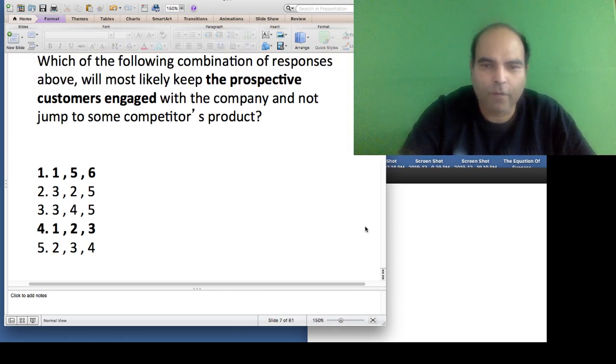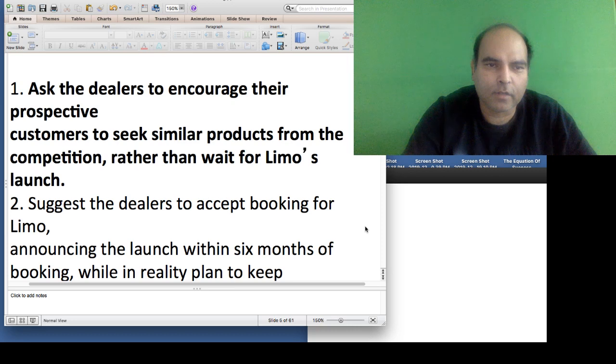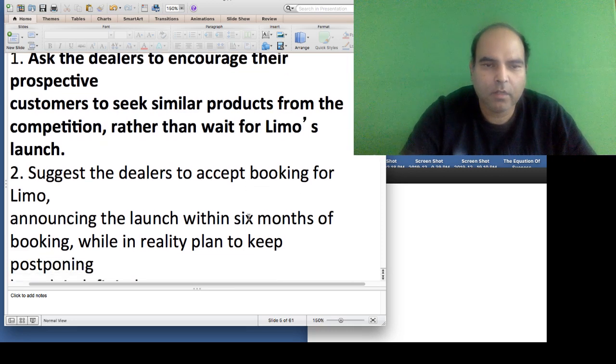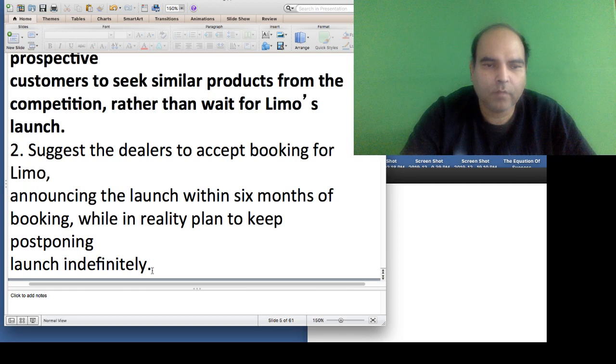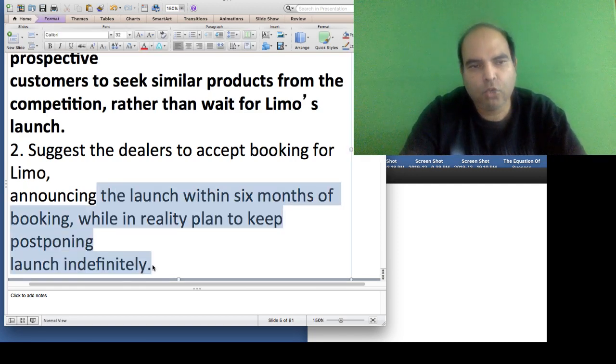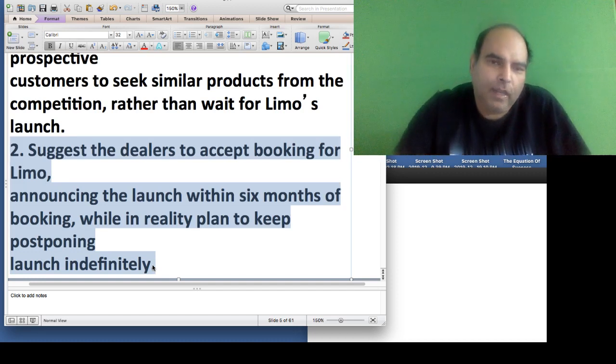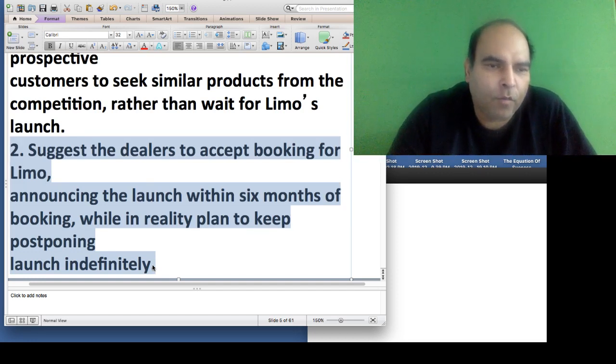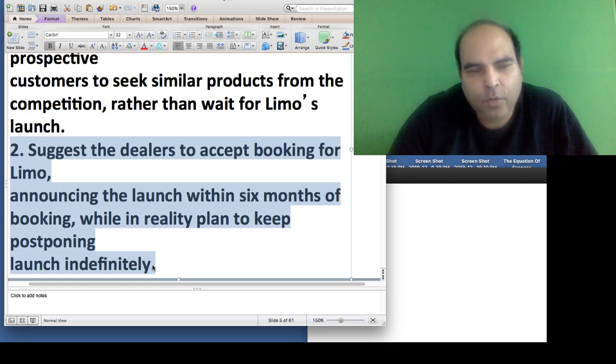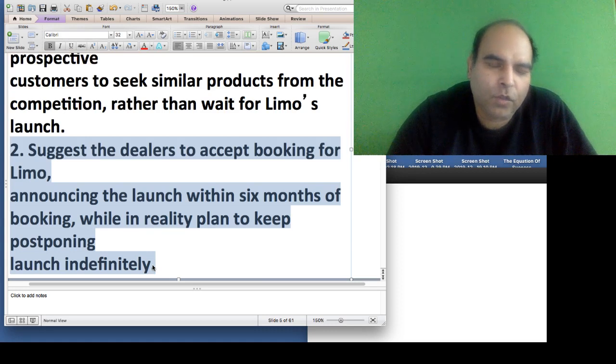So obviously now we have to look at the other reactions. Now 2, if you look at 2, you are telling the dealers to accept booking for Limo. You announce the launch within 6 months of booking, and in reality you plan to keep postponing launch indefinitely. So if you look at 2 again, you will realize that this is not something you should do, because this is being dishonest with your customer.